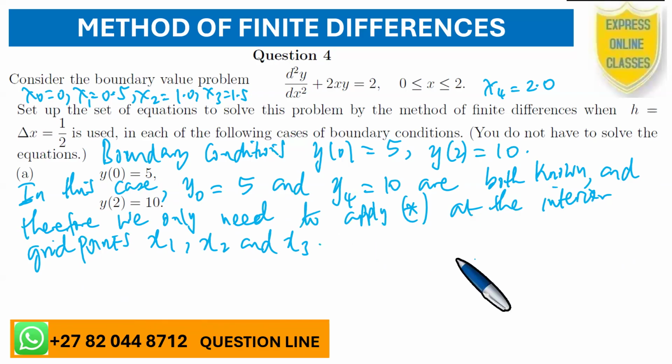We need to apply star at the interior grid points because now we need to find it at x1, x2, x3, because at x0 we already know it's 5. At x4 we already know it's 10. What about x1, x2, and x3, which are the interior grid points?